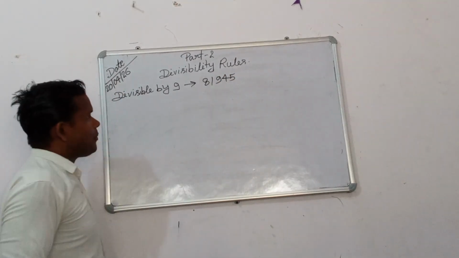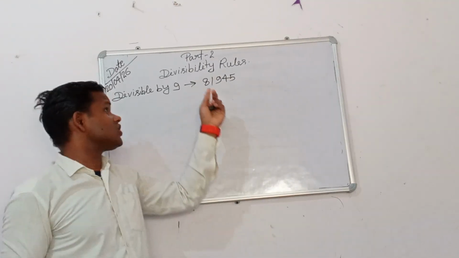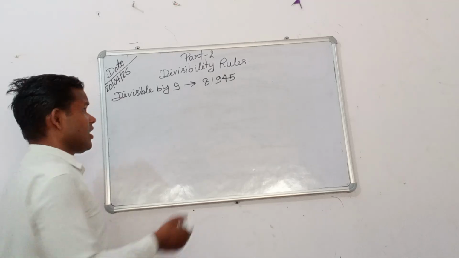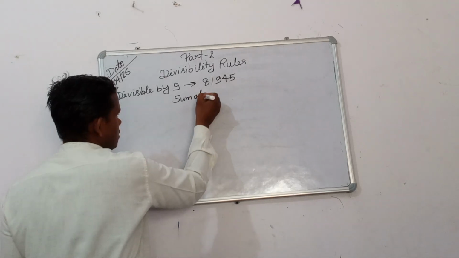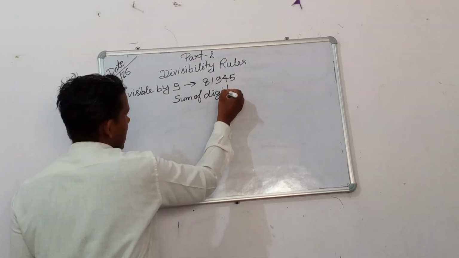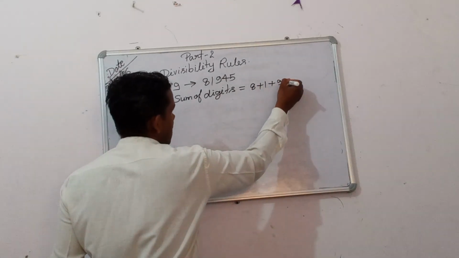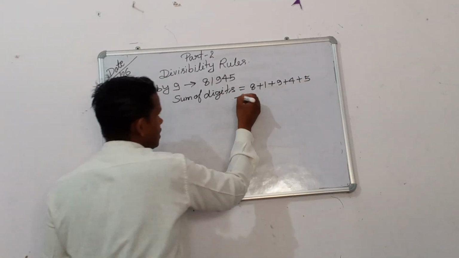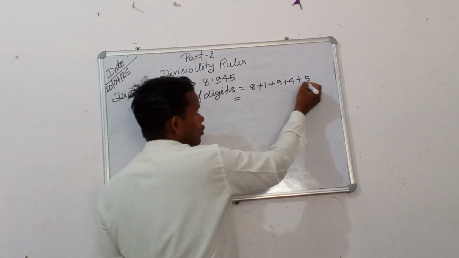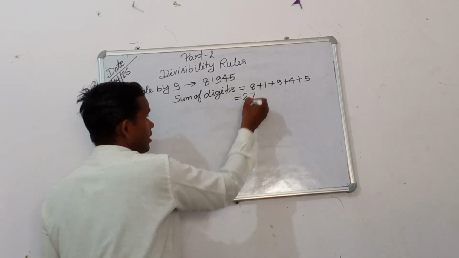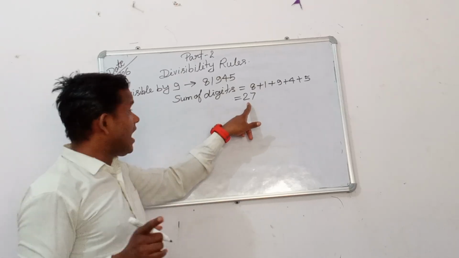Here we take an example. Suppose the given number is 81945, and we check whether it is completely divisible by 9. How to check? We add the digits. Sum of digits is equal to 8 plus 1 plus 9 plus 4 plus 5. 8 and 1 is 9, 9 and 9 is 18, 18 and 4 is 22, 22 and 5 is equal to 27. Then we check whether 27 is completely divisible by 9 or not.